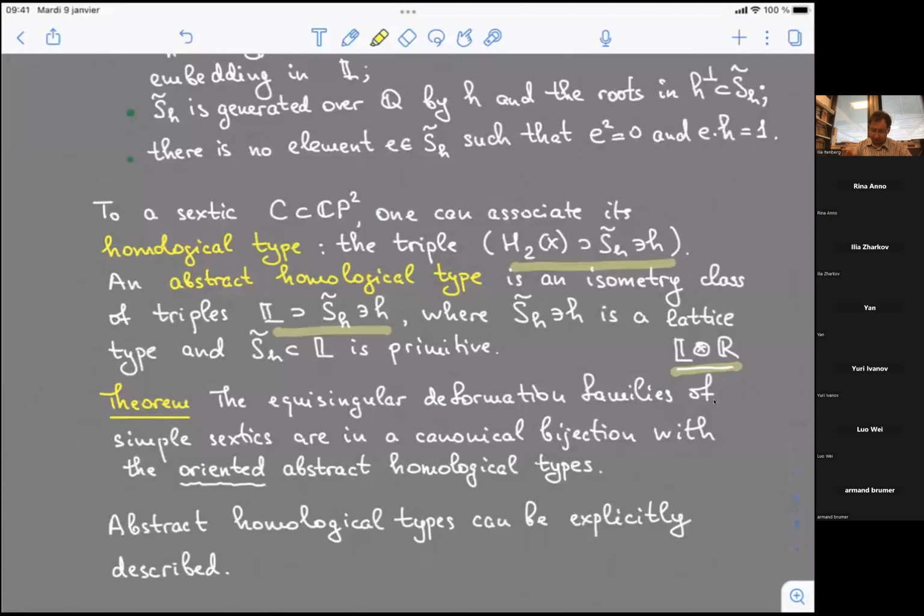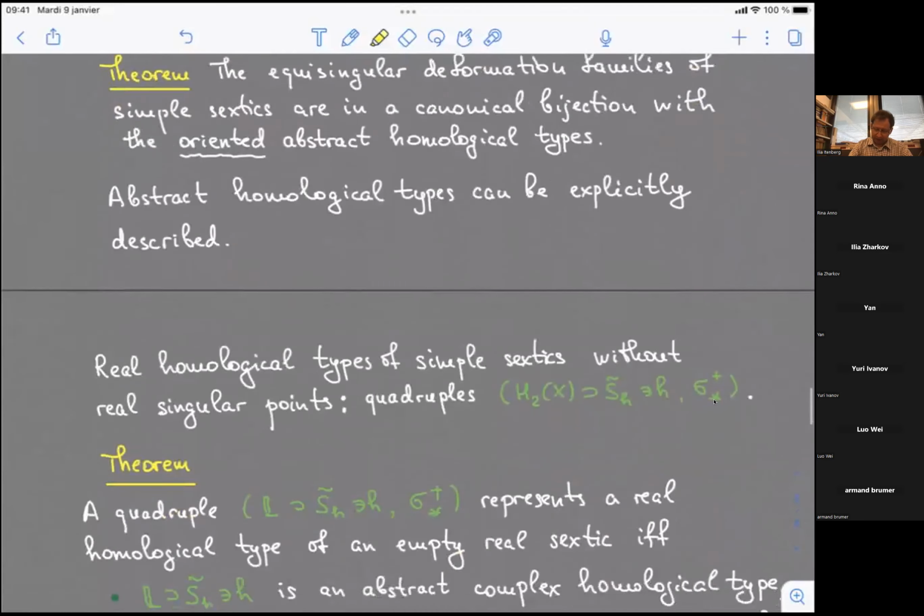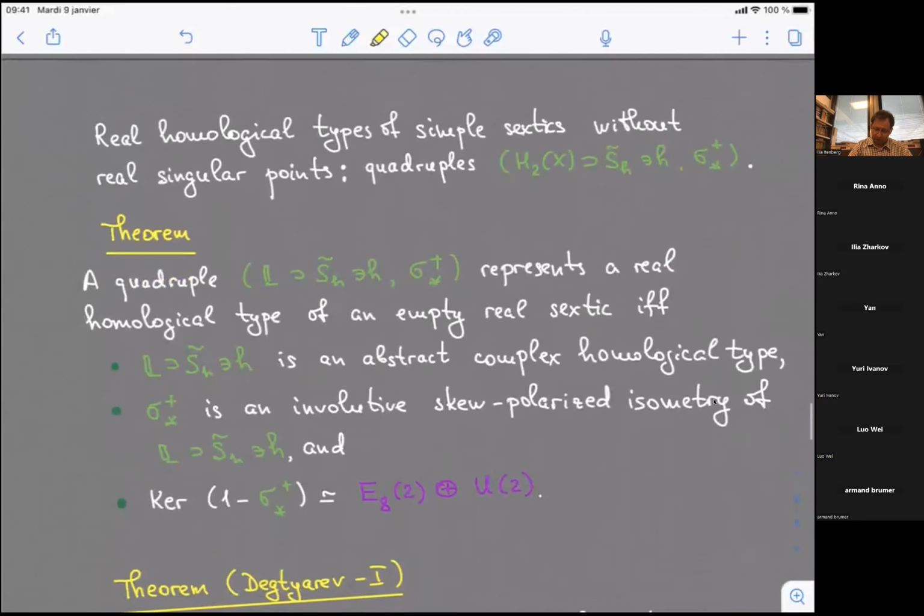And so now to get an equisingular deformation classification of simple sextics, one should describe all possible abstract homological types, and they can be explicitly described. So now let's go to the real case.